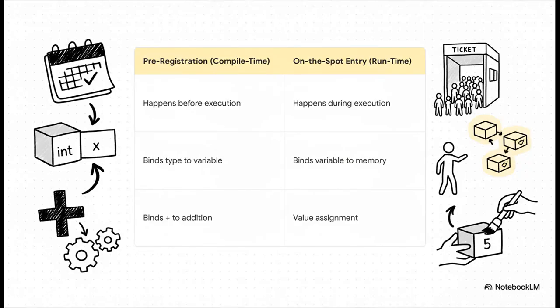And think about this. When does this binding happen? Well, just like at a real fest, you've got two options. You've got your pre-registration people who sign up weeks in advance. That's compile time binding. Languages like C++ and Java do this. They figure out all the types and assignments before the fest even begins. It's super organized. Then you have on-the-spot entry. That's runtime binding. This is your Python or JavaScript. The binding happens during the event as the code is running. It's way more flexible, but it can also lead to some surprises.